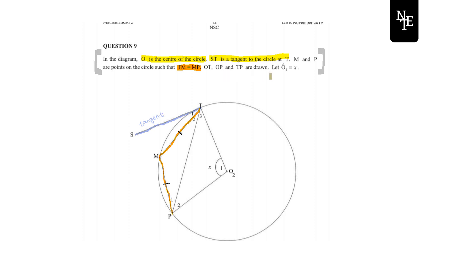Then they carry on to say that OT, OP, and TP are drawn. OT is a radius, OP is also a radius, and TP is this line in between. They're just telling us that that is drawn. So TP is a chord, OT is a radius and OP is a radius. Then they say let angle O1, which is this angle here in the center, equal x. Let's just highlight that angle.